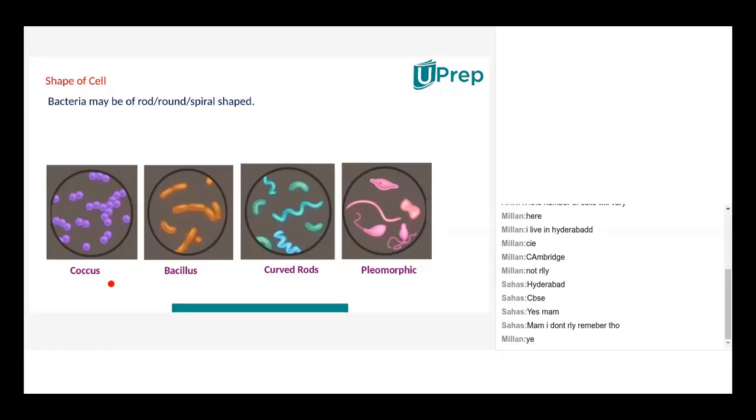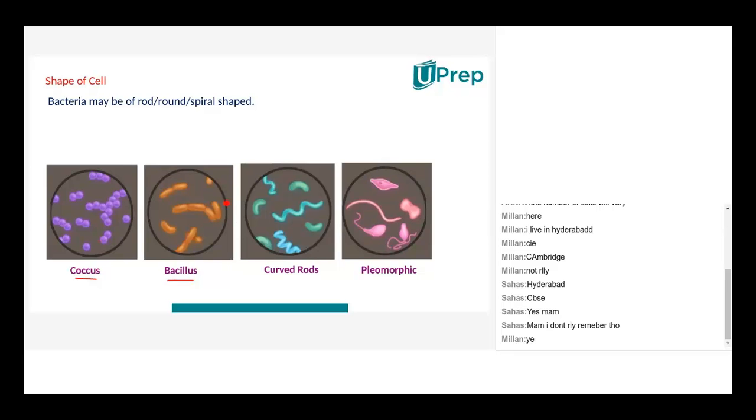So we have different shapes of bacterial cell here. By the name, coccus stands for circular. This is the petri dish which I was talking about. And bacillus, or the rod-shaped bacteria, and curved bacteria are called spirillum.